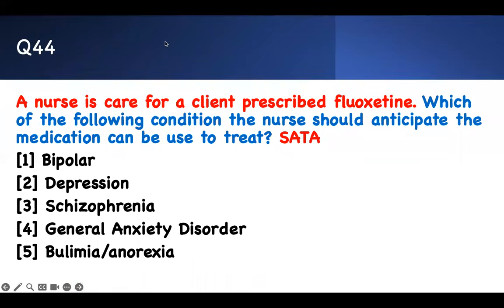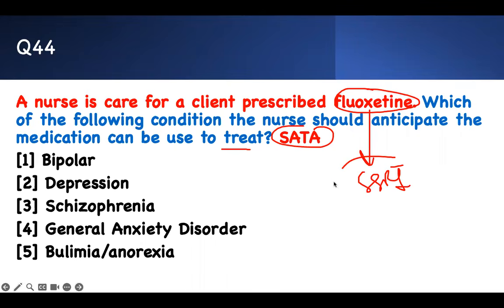Next question. Select or apply. Which of the following conditions should the nurse anticipate the medication can be used to treat? What do you think? A nurse is caring for a client prescribed fluoxetine. Remember it, right? You have to know these pharmacology medications. This is an SSRI. What is it used for?